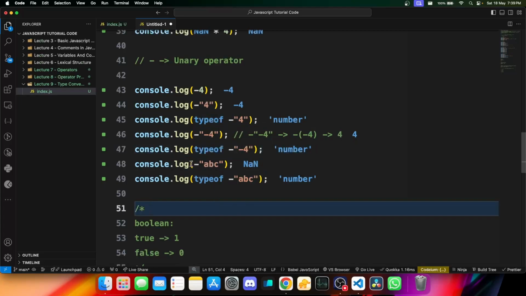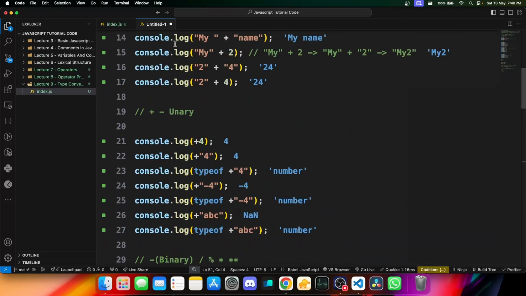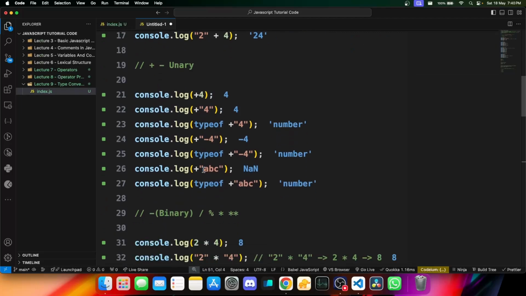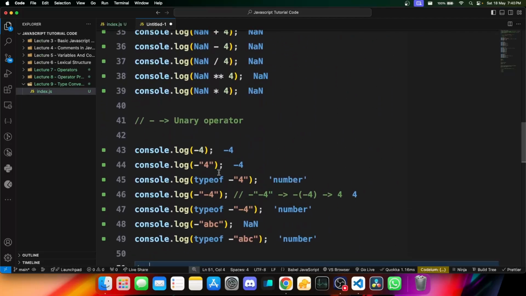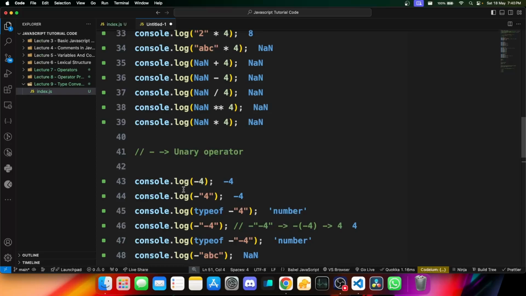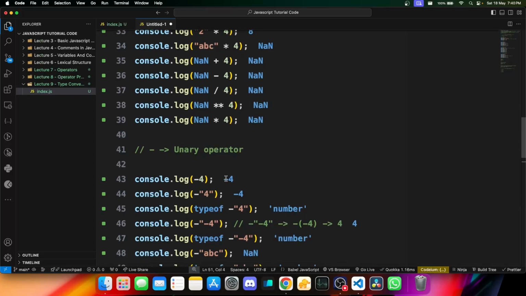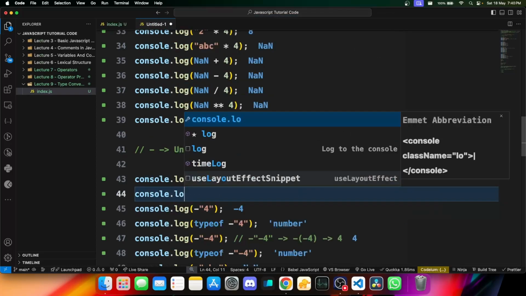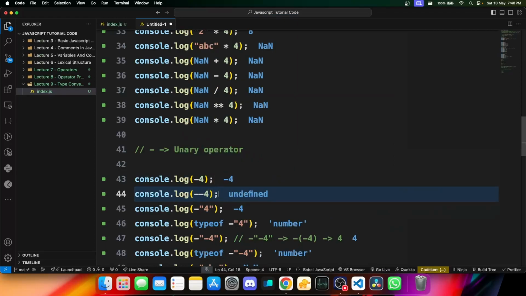Then if you check minus ABC, that gives you not a number, because ABC can't be converted to a number. This unary negative, unary positive always try to convert a string into a number. That's the advantage of these operators. Like unary negative has one more advantage of converting a negative number into a positive number. Like if I say negative 4, that would convert to 4.